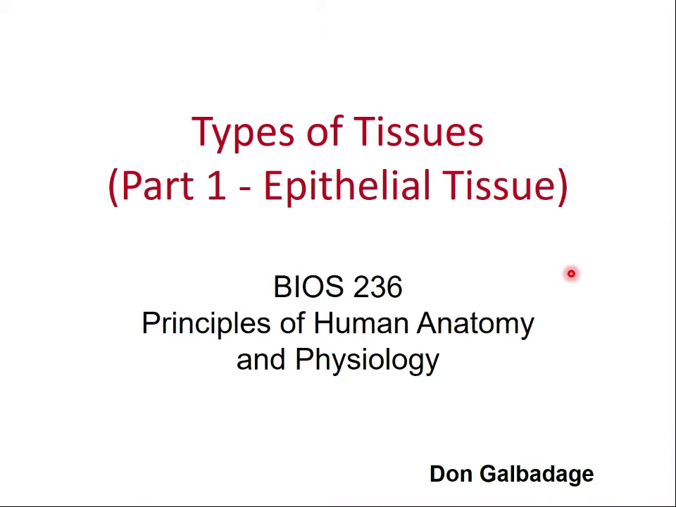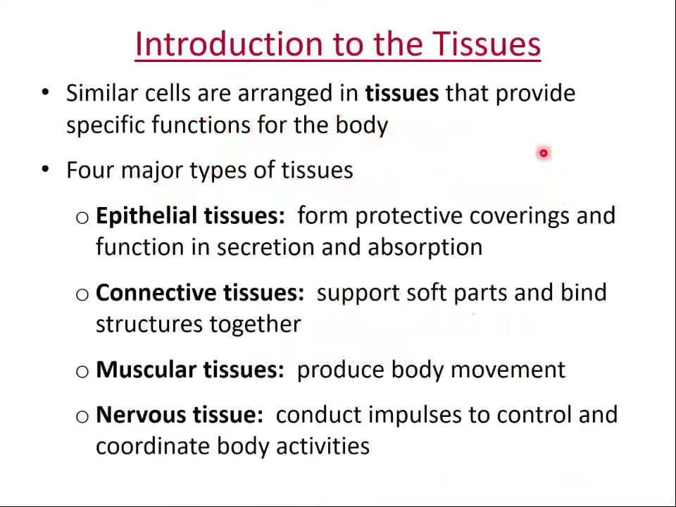In this lecture, we will discuss types of tissues. Part 1, we will look at epithelial tissue. Similar cells will be arranged to form tissues, and they provide specific functions for the body. The body has 4 major types of tissues. Epithelial tissues will form a protective covering and function in secreting and absorbing certain molecules. Epithelial tissues can be found in the skin, in the gut lining, and even in our lungs.